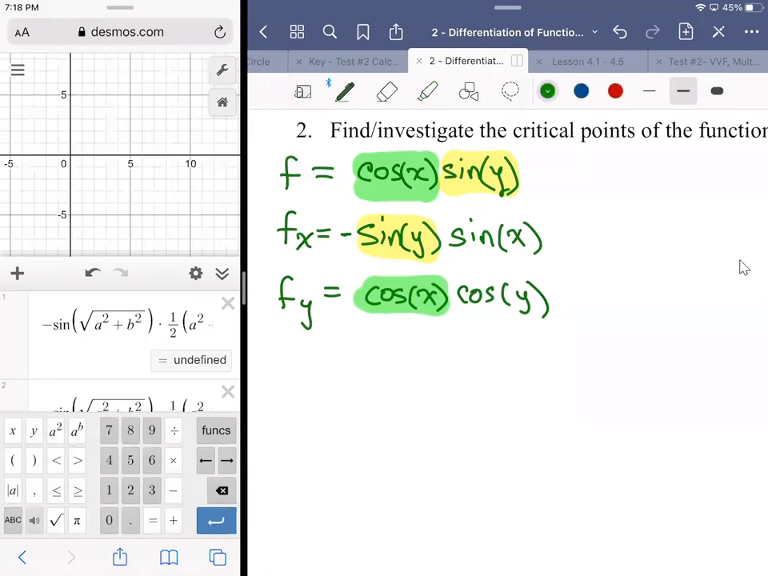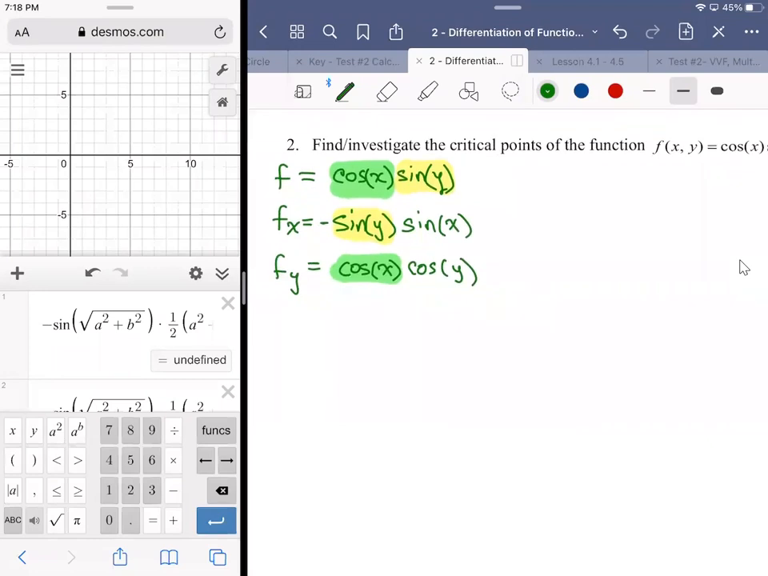And since we need our second order partials, we might as well just grab them before we get too far ahead of ourselves. So I need f sub xx. So again, hang on to the x component. So I'm sorry, hang on to the y component, negative sine y, cosine x. f sub y, so hang on to the cosine of x component. Derivative of cosine of y is negative sine of y.